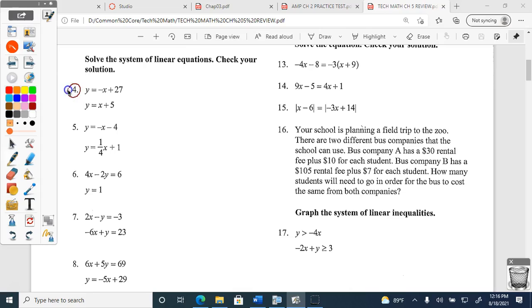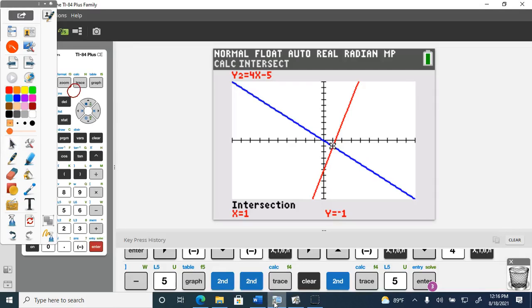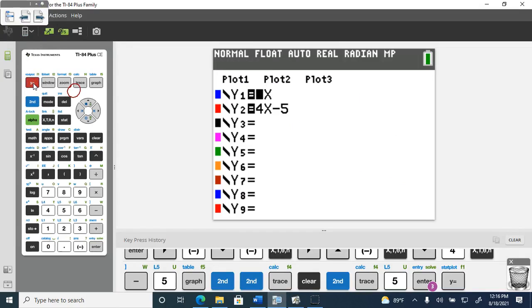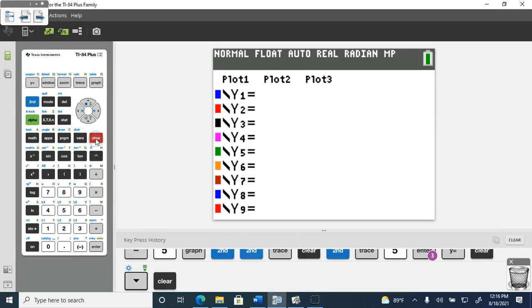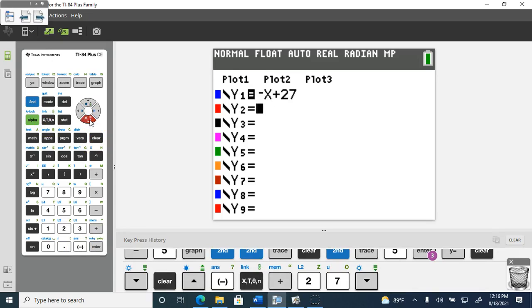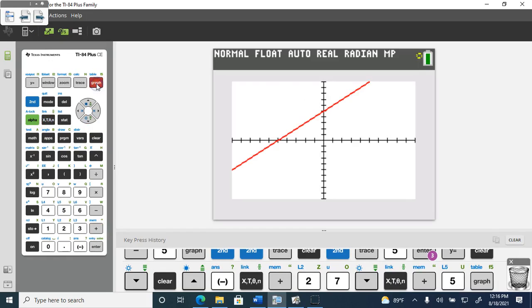So this one, number 4, what is it set up to do? Graph. And remember, I told you if you can graph it, you can put it in your calculator and get our answer. All right, so let's go to our calculator here and go to y equals, and let's see here. Can y'all read me those equations so I don't have to go back and forth? Negative x plus 27. Negative x plus 27 and X plus 5. X plus 5. Thank you, sir. And then hit graph.